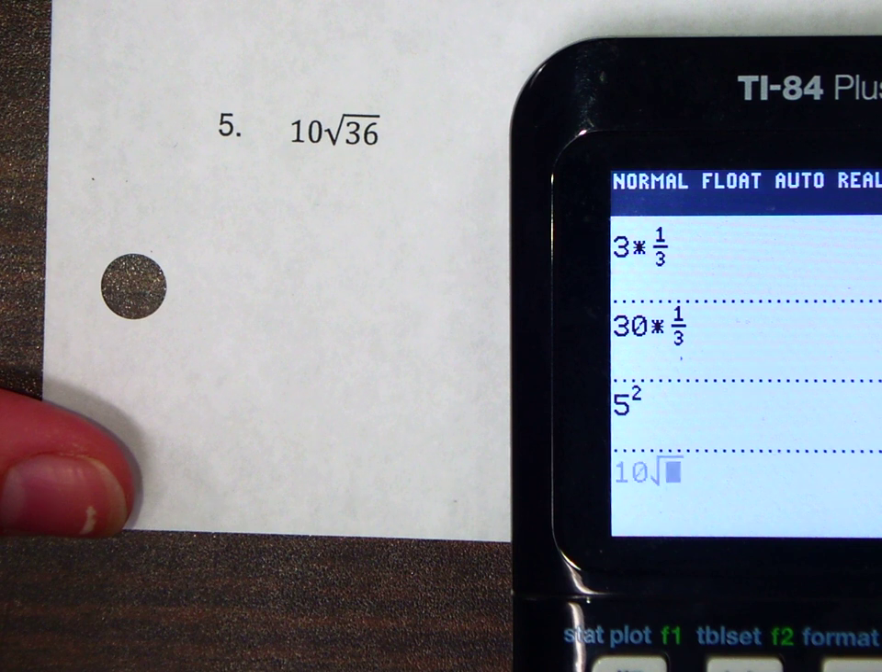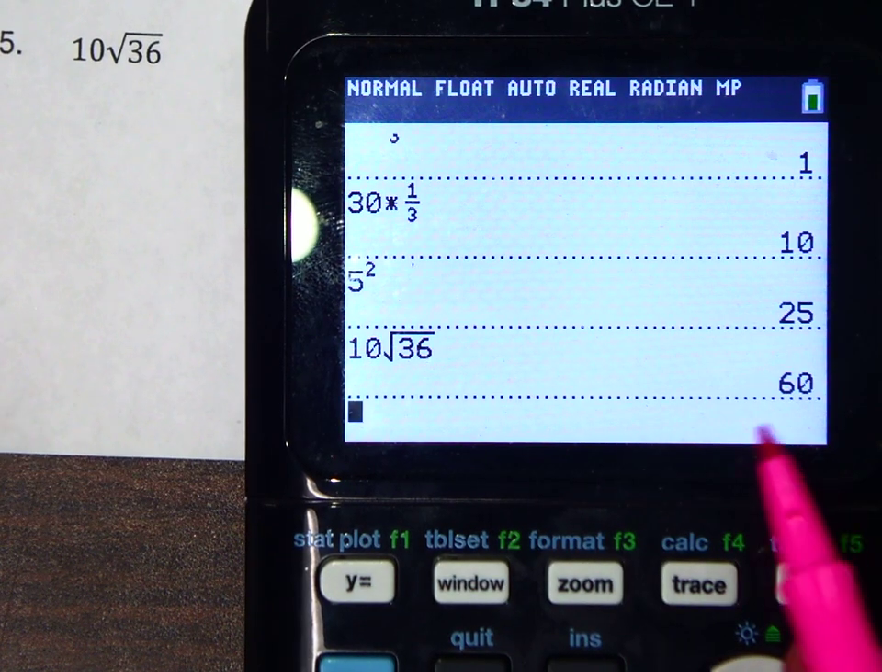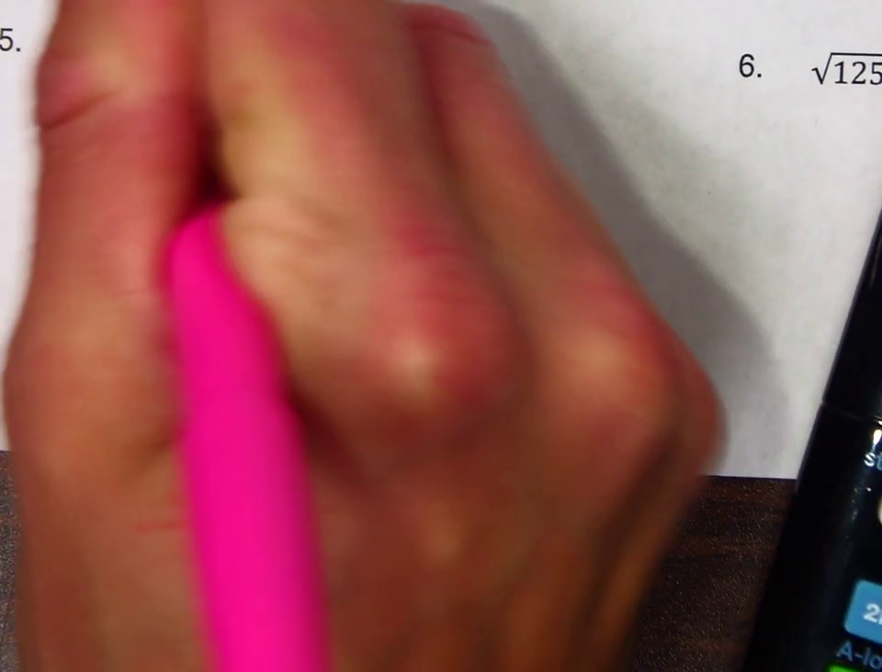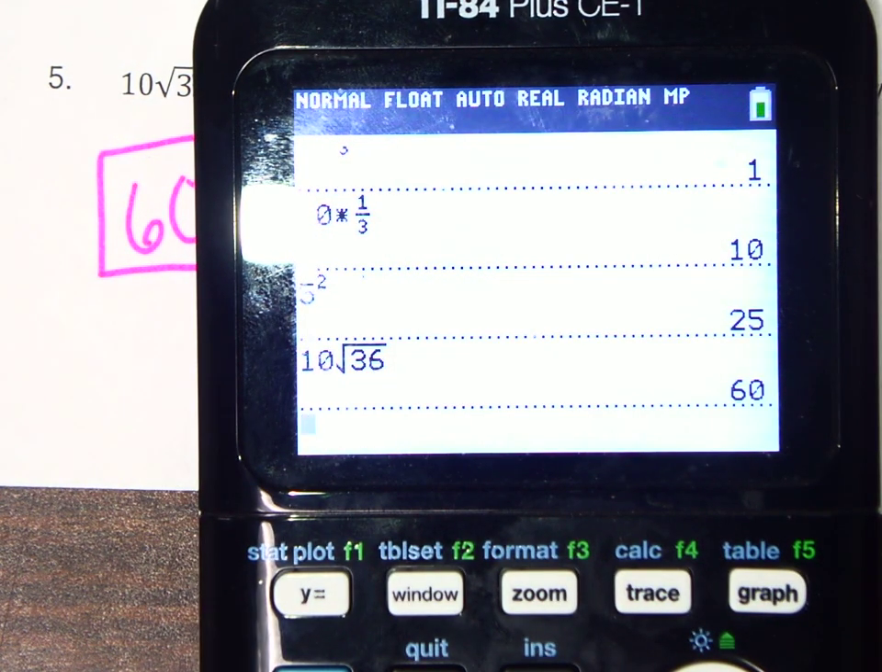All right, so these are the ones that we did yesterday. First thing I'm going to do on these guys is I'm going to type it in, 10 square root of 36. If it gives you a whole number, that is your answer. You don't need to break it down or do anything else. If it gives you a whole number, that's your answer, and move on.